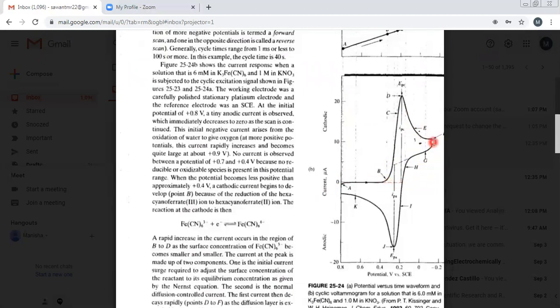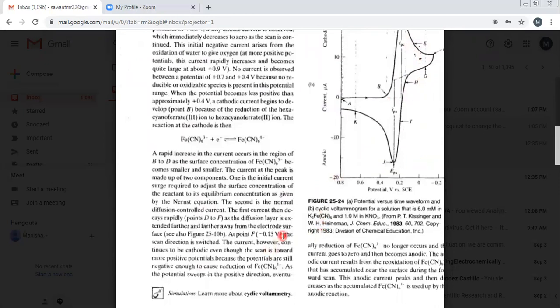So as you are going from the F value, where you have the switching potential, the current still remains cathodic. Here it comes down, but it still remains cathodic, and that is observed and plotted in cyclic voltammetry. The current continues to be cathodic even though the scan is towards more positive potential, because the potentials are still negative enough to cause reduction of Fe6.